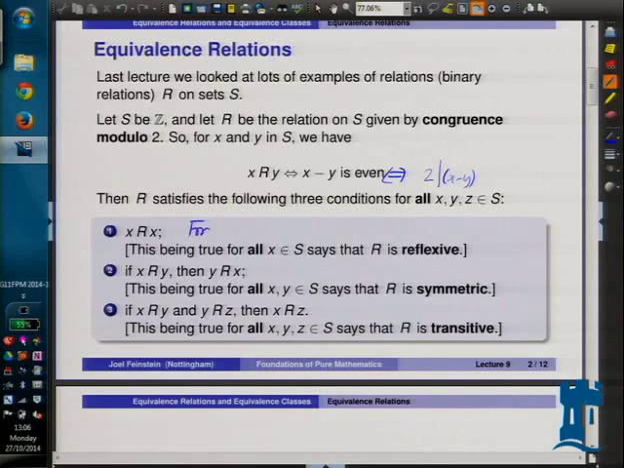So for all x in the integers, we have x minus x equals 0, so 2 does divide into x minus x. I'll remind you that 0 is even in this module. 0 is divisible by 2, because 0 divided by 2 is an integer. We can't do 2 divided by 0, but we can do 0 divided by 2.